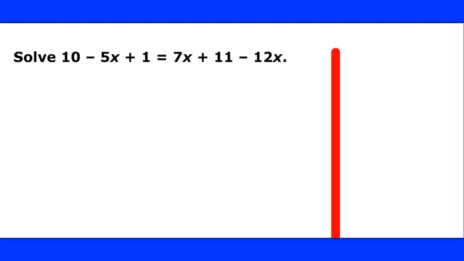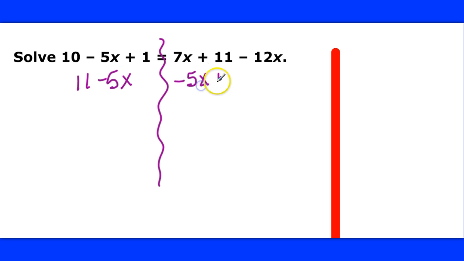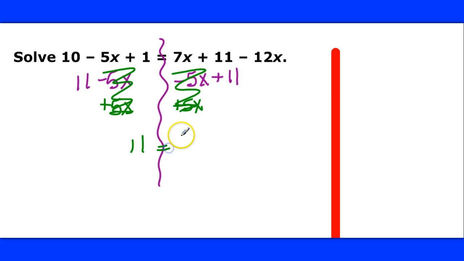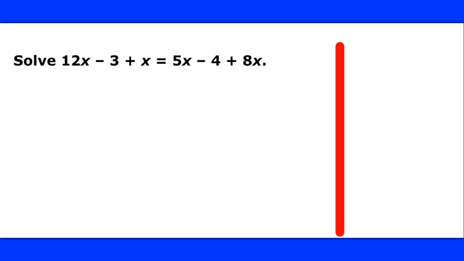So here's an example for this one. Again, pause the video to do this. You're going to simplify both sides. There's your wall. This is going to give me 11 minus 5x is equal to negative 5x plus 11. I'm going to start by trying to collect the variables all on one side. So I'm going to add 5x to both sides. And what happens? Gone, gone, and I'm left with 11 equals 11. True statement, infinite solutions.